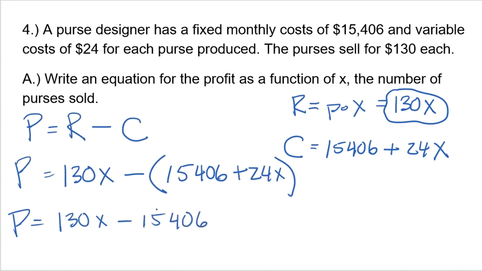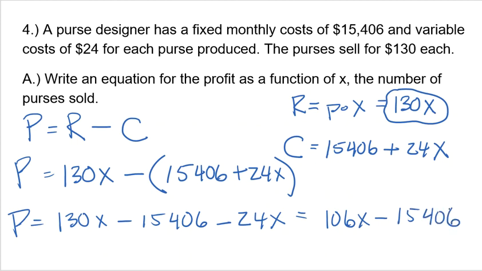Again, that makes sense. It's negative because it's cost. Minus 24x. Again, makes sense. It's negative because that's what it costs you. So all I got to do is combine the like terms here. 130 minus the 24x is 106x minus $15,406. So this right here is my profit function.